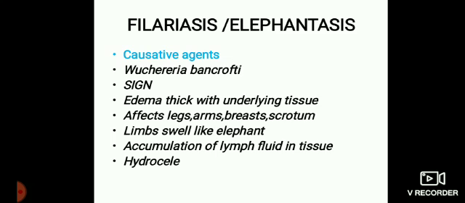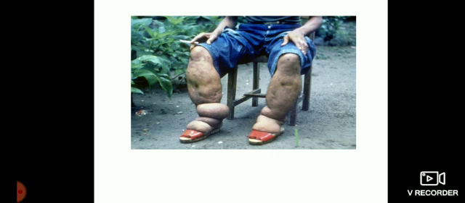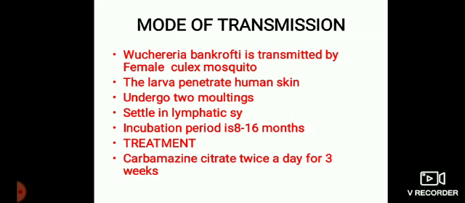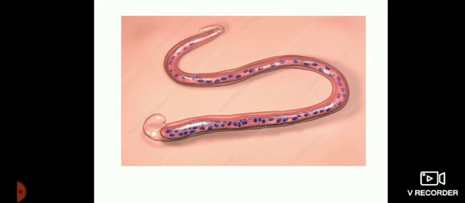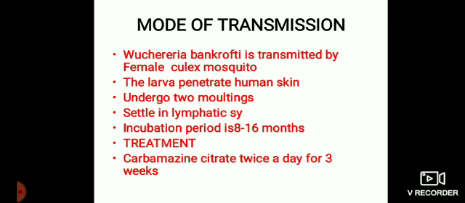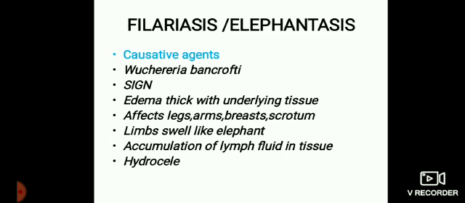Most common, dangerous disease: filariasis or elephantiasis. It is caused by Wuchereria bancrofti. You can see the elephantiasis. This is the Wuchereria bancrofti. Signs: edema, thickness in underlying tissue. It affects legs, arms, breast and scrotal sac. We call it hydrocele. Limbs swell like an elephant, because there is an accumulation of lymph fluid in tissue.